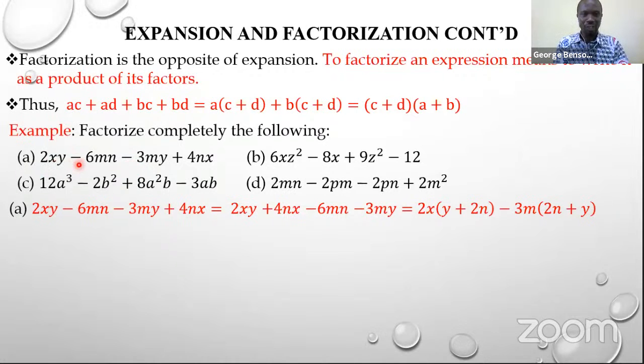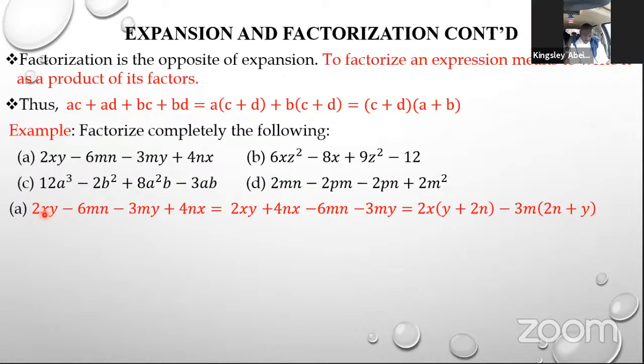The A is your past question. The B to the D are my additions. Is that okay? Now see, we have 2xy minus 6mn minus 3my plus 4nx. Is that okay?